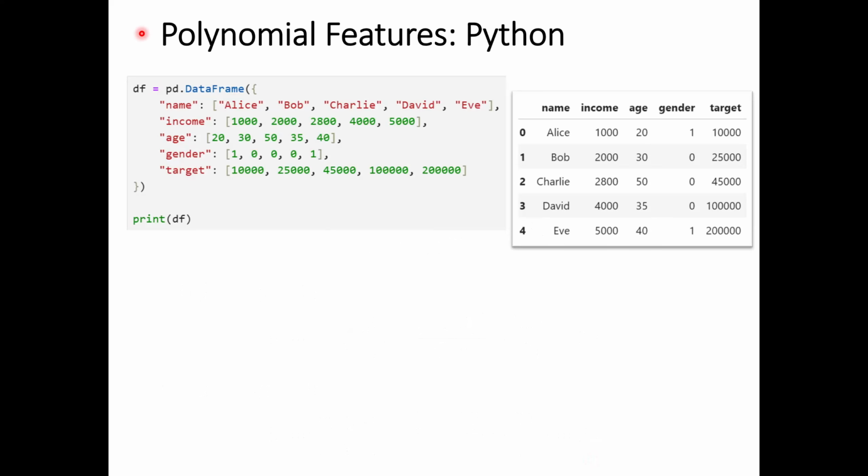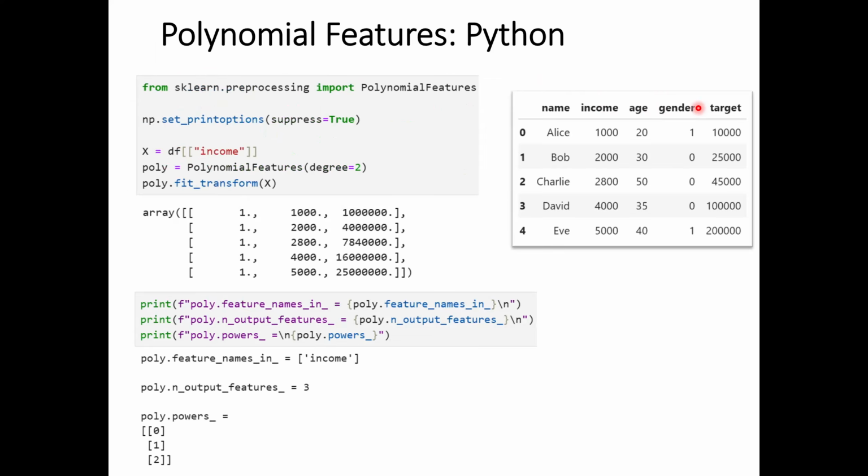Let's now see how to generate polynomial features in Python. First, as usual, we define our dataset with the features income, age, and gender. Then we will import the PolynomialFeatures class from the preprocessing module. We will also use np.set_printoptions. It just tells NumPy not to show numbers in scientific notation.